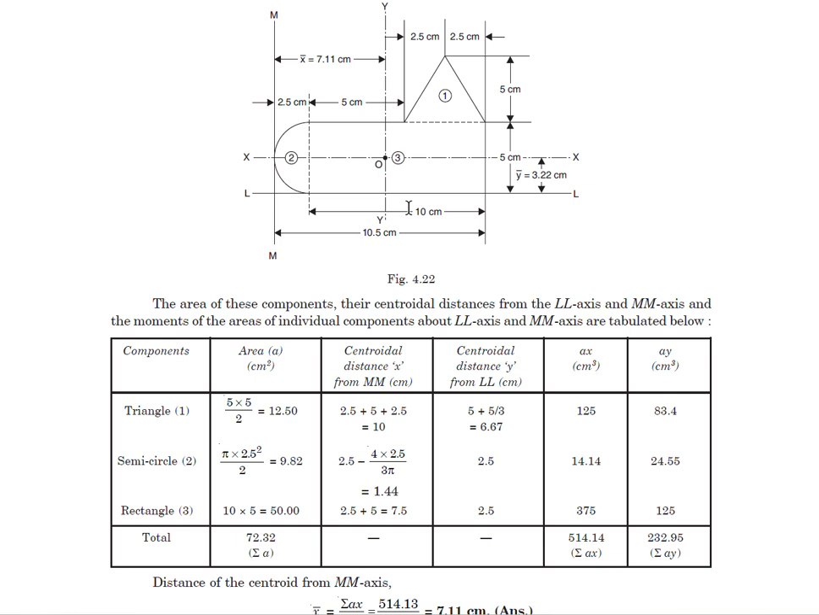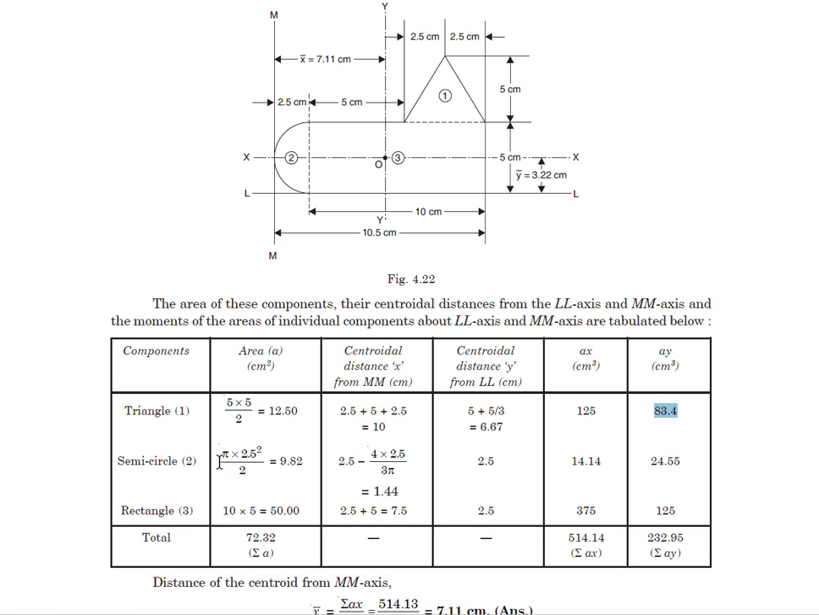So in each of the examples, the bottommost and the leftmost is taken to be the reference point, and we'll find out this x distance: 2.5 plus 5 plus again 2.5, so this is 10. And the y distance is 2.5 plus 1 by 3 of 5, so 5 by 3, so this is 6.67. And this is the total ax for this triangle and ay for this triangle.